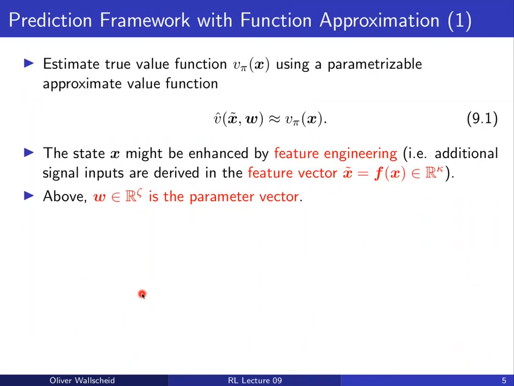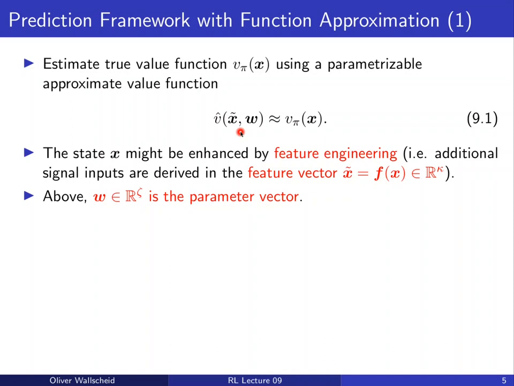However, if we want to work with function approximation tools, of course we have to state the objective, the task, what we want to do. Starting with prediction today again, we want to fit a parameterizable approximate function, which we denote as v hat, which is trying to fit the true value function v pi, and this function is parameterizable by the parameter w, which is a parameter vector which we can change over time by learning.